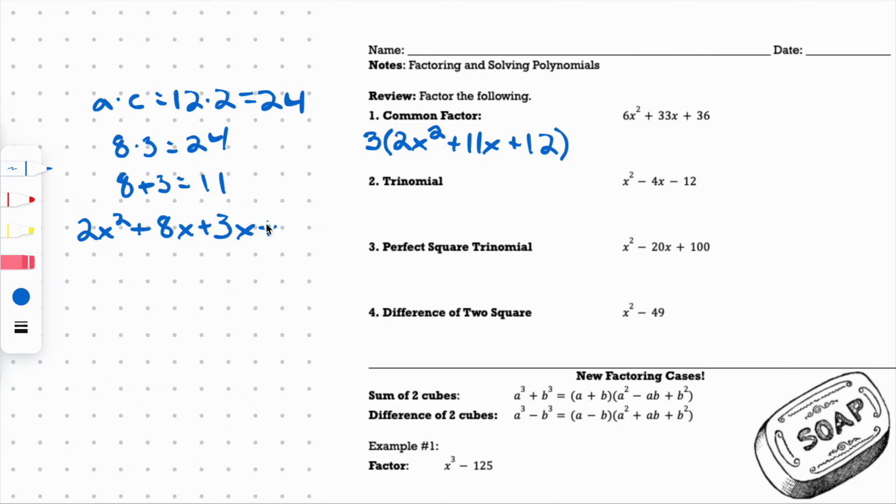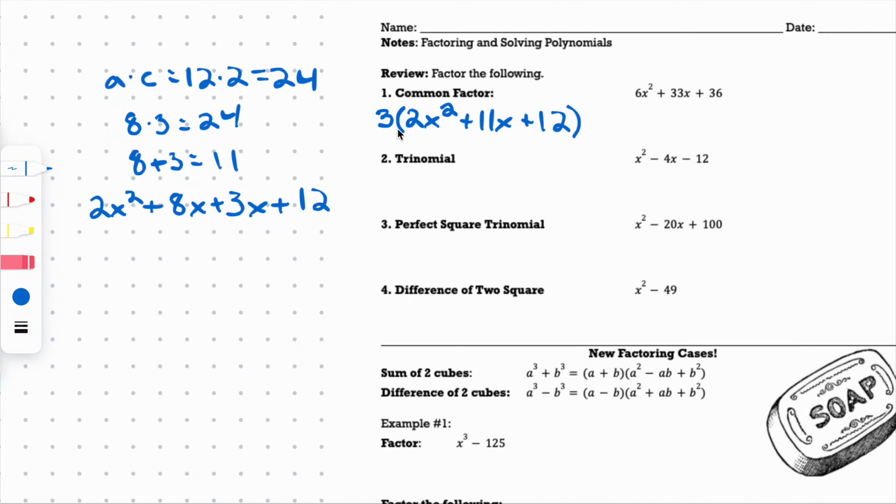So I say 2x squared plus 8x plus 3x plus 12. And this is equivalent to our parentheses. And then I just factor out a 2x out of these first 2 terms. So I factor out 2x and I get x plus 4. Then I factor out a 3 out of these last 2 terms. I get x plus 4.